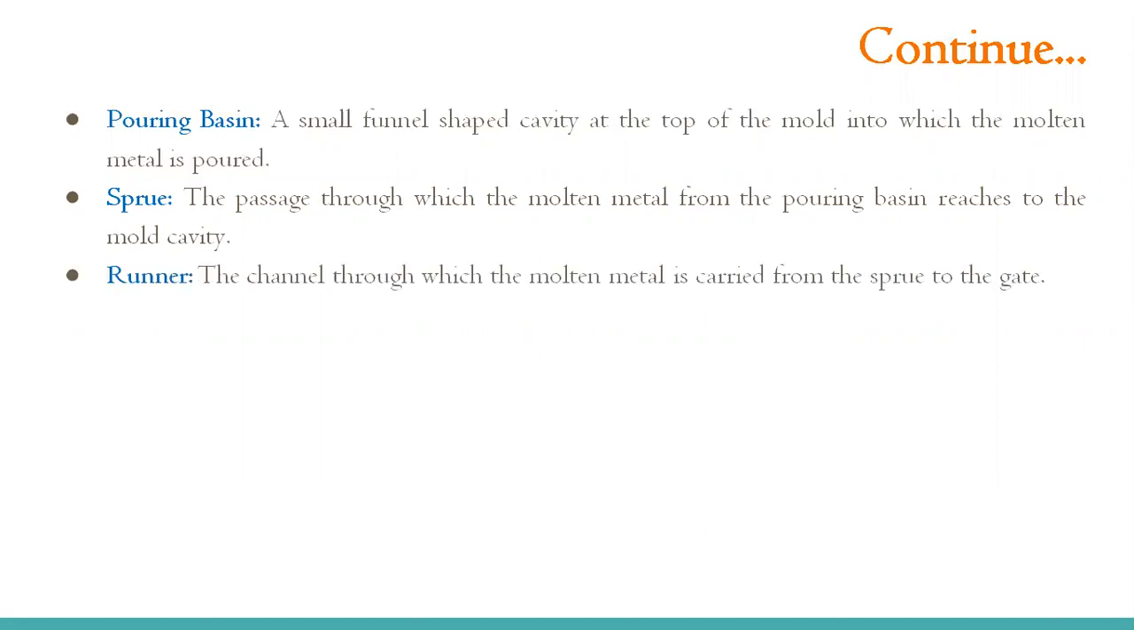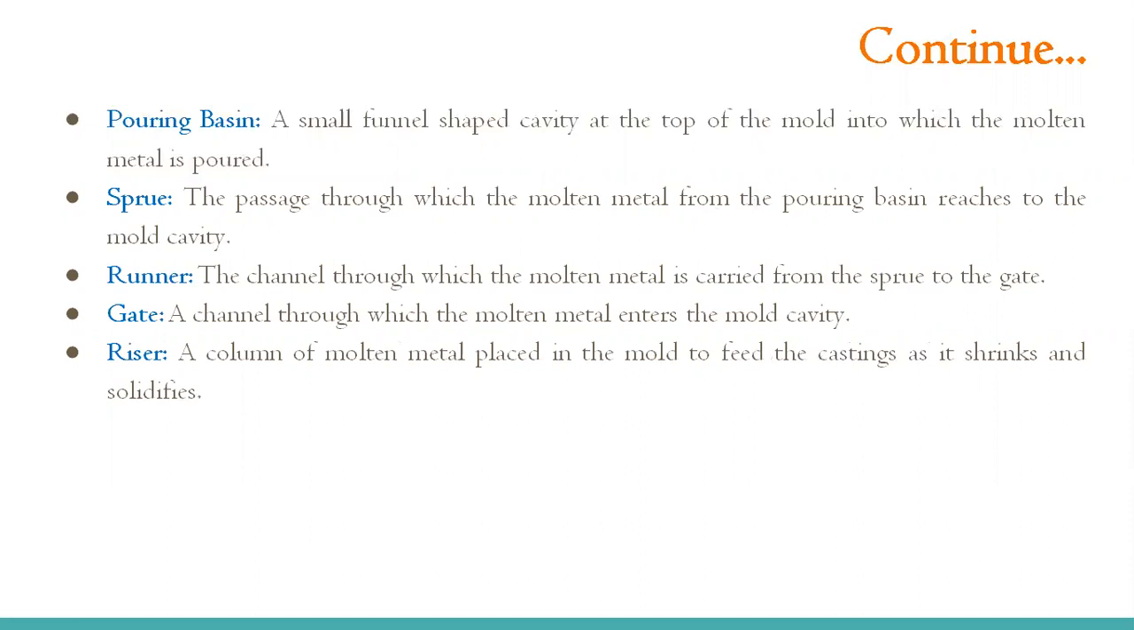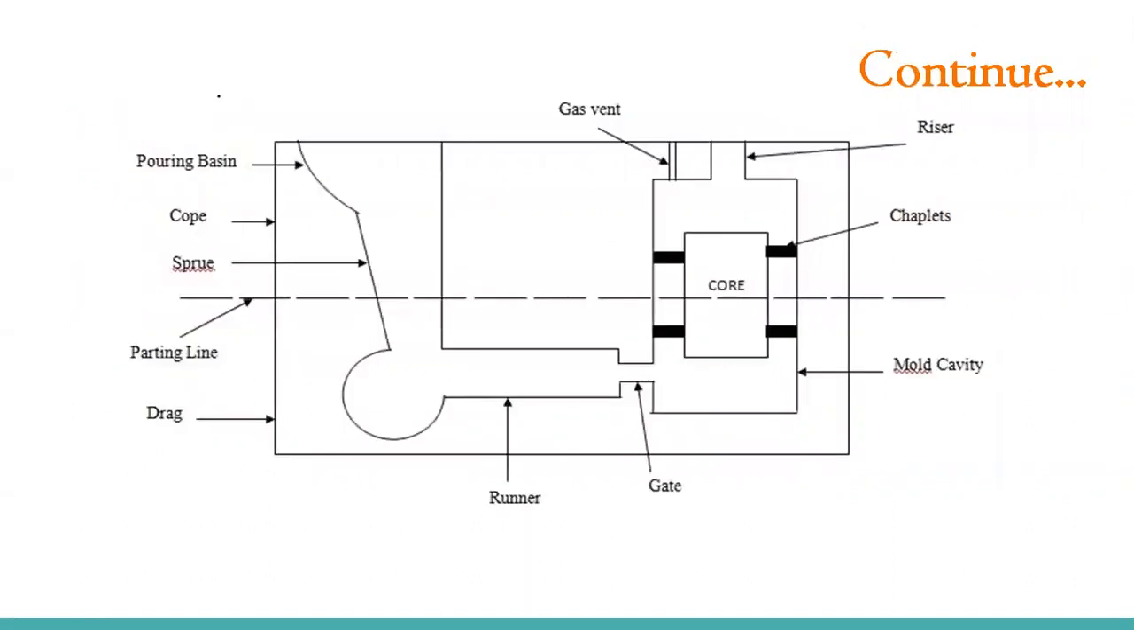Next is the runner. It's a horizontal channel, we can say, which allows the molten material to flow from the sprue to the gate area. Next is the gate, as I said, which allows the molten material into the mold cavity. Riser is basically a column of molten metal placed on the mold to feed the casting as it shrinks and solidifies. Next is a gas vent, just to facilitate the escape of the air and the gases.